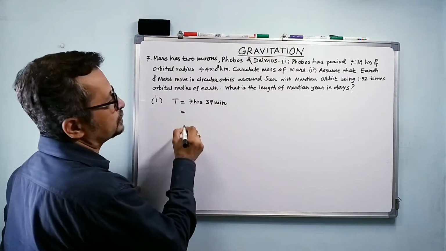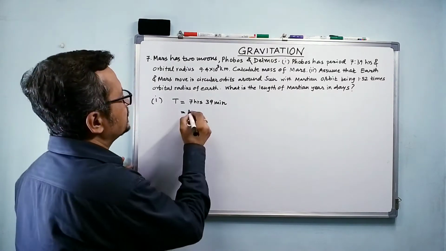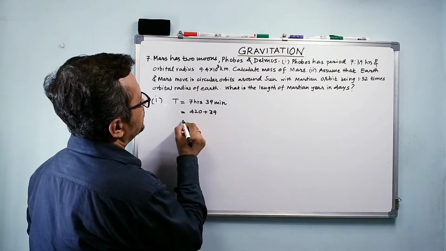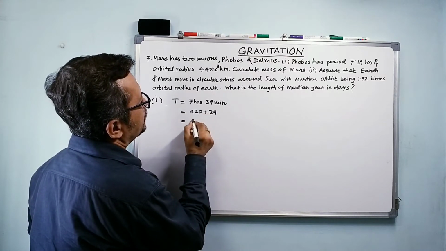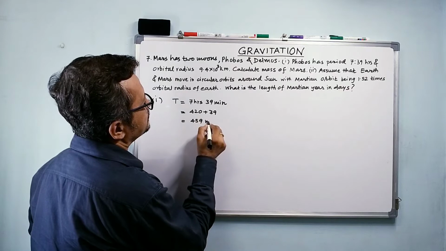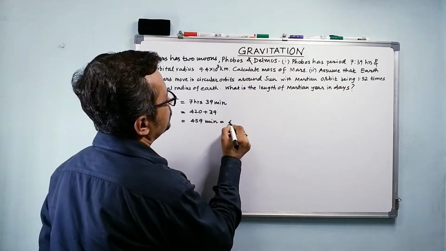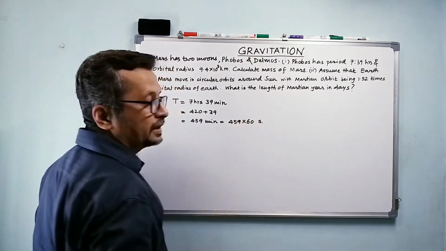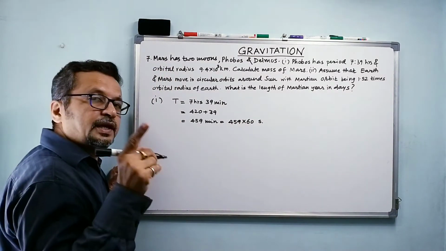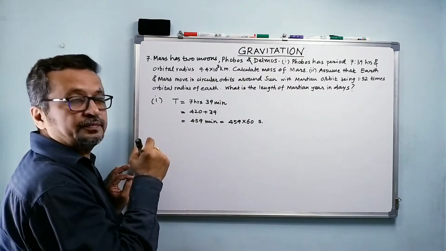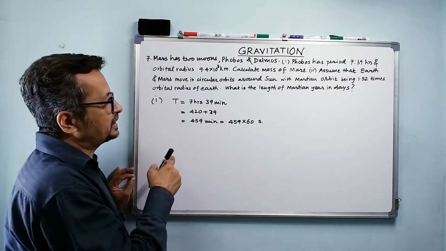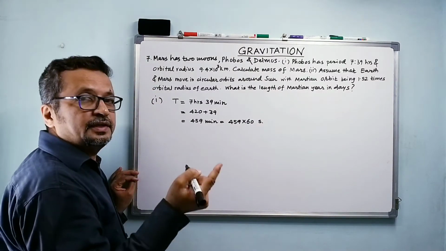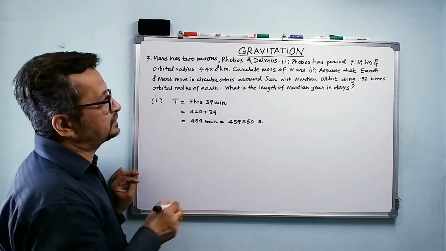So that comes to 7 into 60, so that is 420 plus 39, that is equal to 459 minutes. So that is 459 into 60 seconds. Now we have to calculate the mass of Mars in kilograms, correct? And that is why we have to have SI units here. So I have converted the time period into seconds.